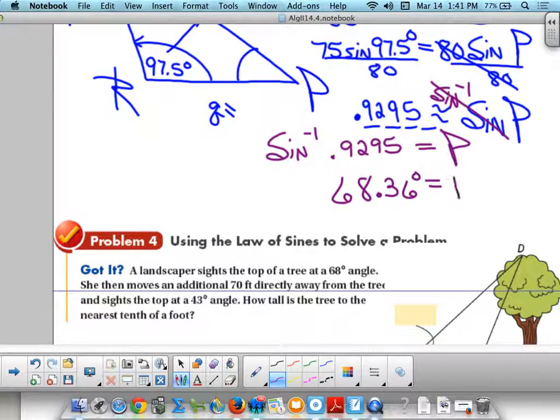Who's humming? Who's my hummer? Stop humming. Okay, equals angle P.